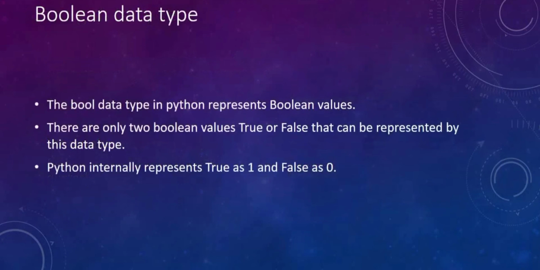The last data type that we are going to discuss is the Boolean data type. The bool data type in Python basically represents Boolean values. There are only two Boolean values, true or false, that can be represented by this data type. Python internally represents true as 1 and false as 0.